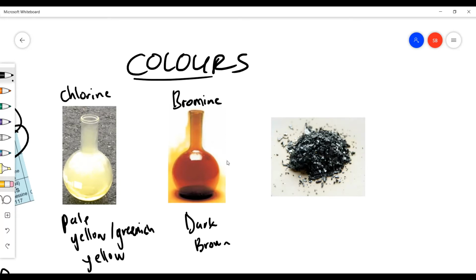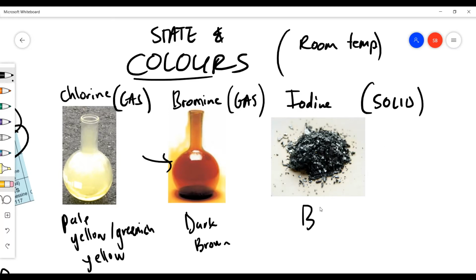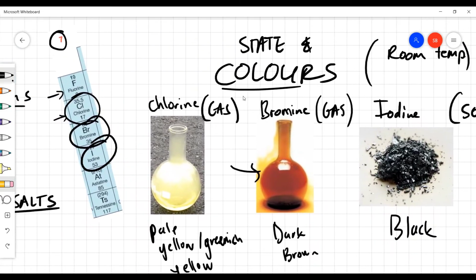Beautiful. And if we take room temperature and look at the state and the color, well, of course chlorine would be, yes, you've guessed it, a gas. What about bromine? Come on, have a look at it. Gas, genius. And this last one here is iodine, and interestingly it is a solid, and it is actually this black solid. And for those that take biology, you will see iodine in its liquid form is also quite a brownish color, but in its solid form it is black. So that's the state and the color of some of the most common halogens.